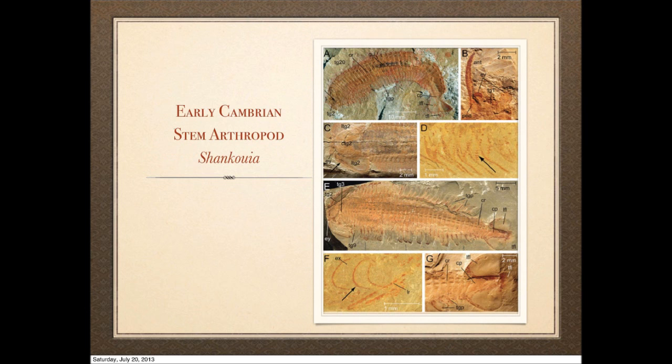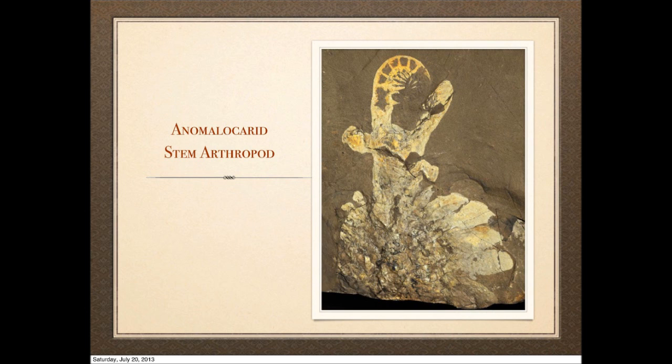Here's one of the stem arthropods. This is like a step beyond the lobopods. It has both gills and jointed limbs. Anomalocarid, one of the top predators of the Cambrian, which is again a stem arthropod. You can see the feeding structures on the head, and the flaps there, which are the gills, and it had lobopod limbs, these fleshy limbs underneath. So we have a really nice set of transitions going from lobopods to arthropods.